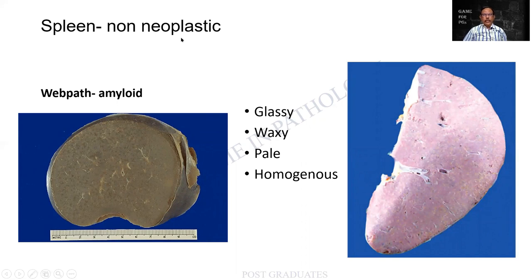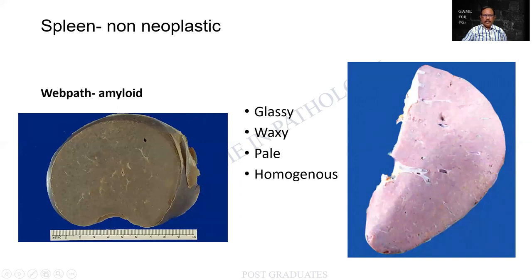Neoplasms and non-neoplasms. These will be the basic subheadings under which we will define the organ pathology. First, we shall see the non-neoplastic lesions of the spleen. As I told you, there is a capsule which is not very much adherent, but it is there. And then the parenchyma is homogeneous.